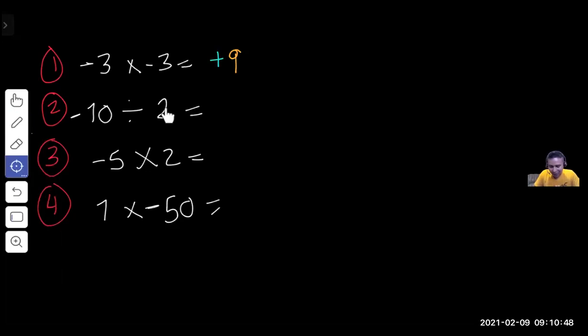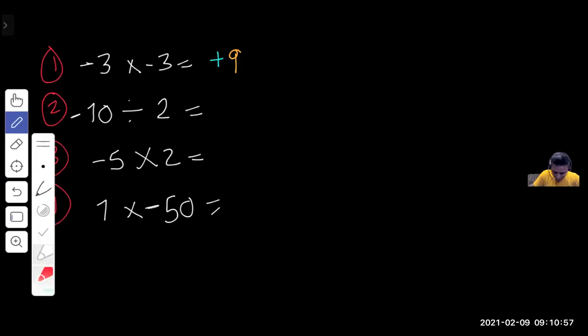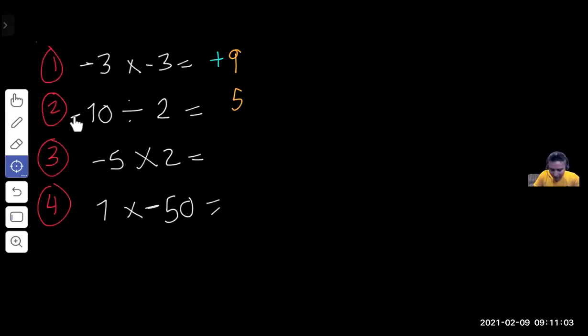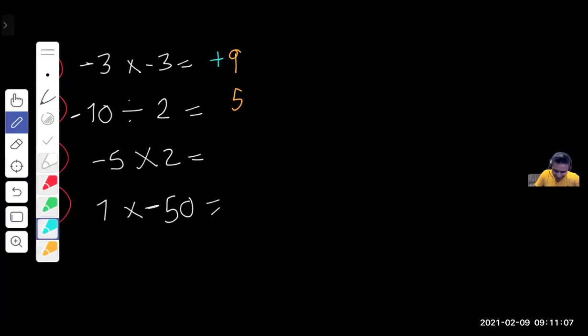Let's go to the next one. Divide, guys, as usual. 10 divided by 2, that is going to be equal to 5. And positive or negative? Your mom wants to get a car, but your dad doesn't. Negative. They're going to be fighting because of that. The answer is going to be negative.